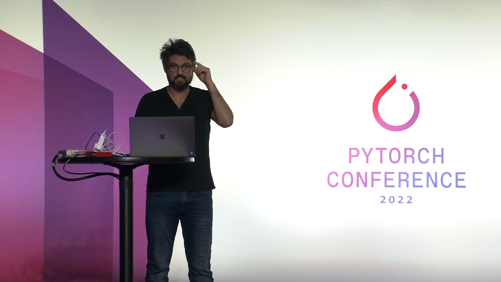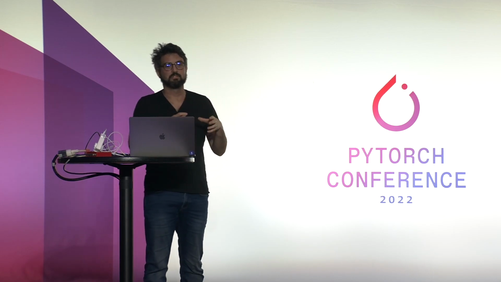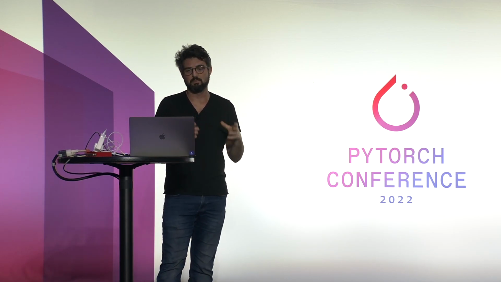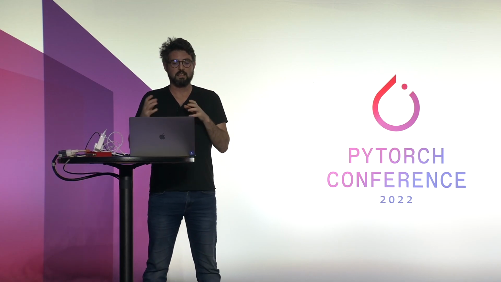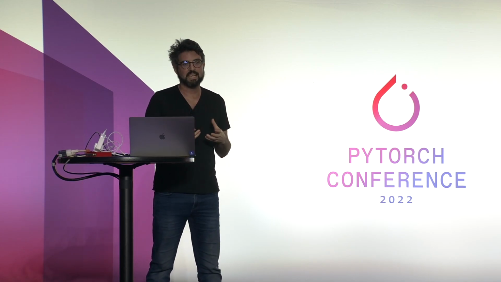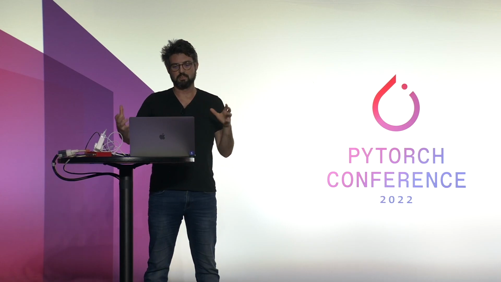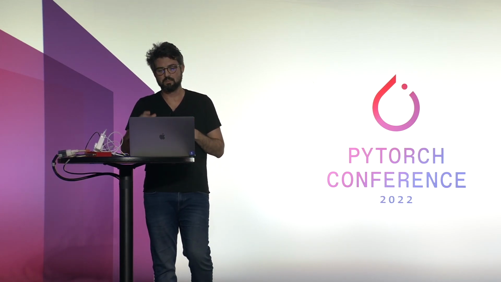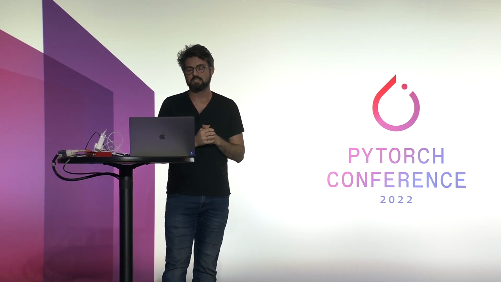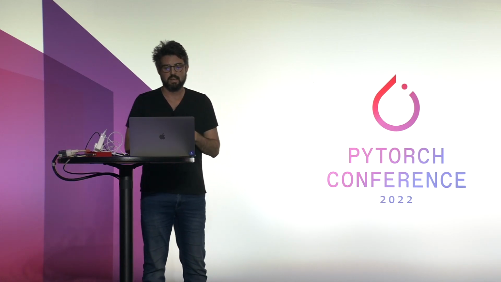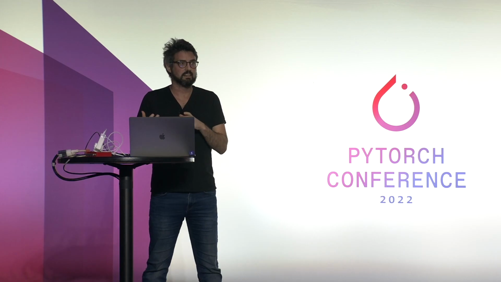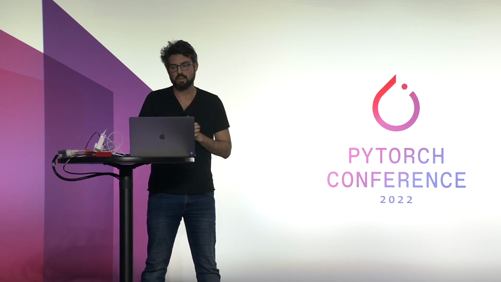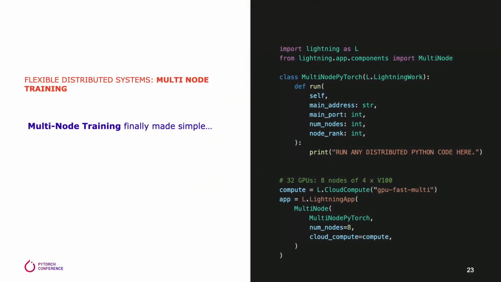Now that I've covered the smallest unit of compute, which is a work, I'm going to show that by using this very reactive mechanism with a distributed state between the components, we can write very flexible distributed systems. I think one which has been extremely complex in the past is multi-node training. PyTorch Lightning, or the Lightning trainer, already handles multi-node training, assuming the infrastructure has been properly set up. But setting up the infrastructure until now has been extremely complex.